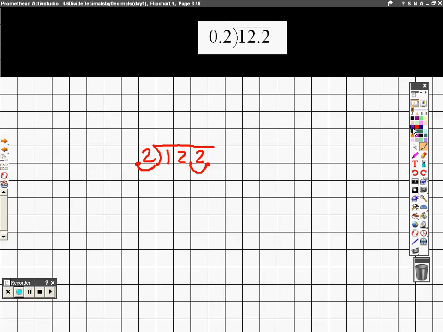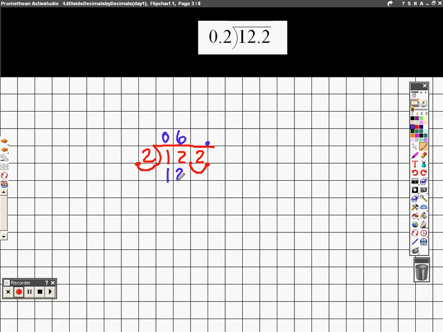Before you start, always remember to bring up your decimal point, and then you can just start dividing like you would divide with numbers that don't have decimals. 2 goes into 1 0 times. 2 goes into 12 6 times. 6 times 2 is 12.